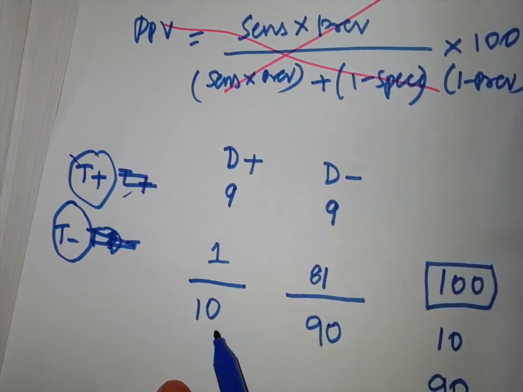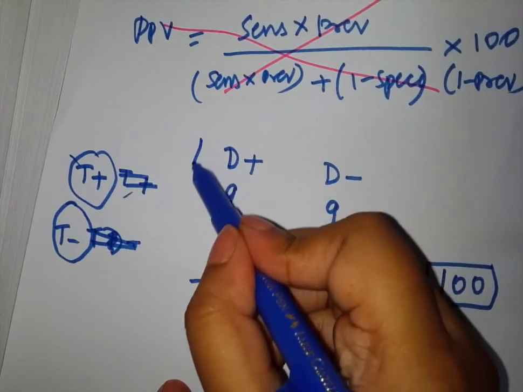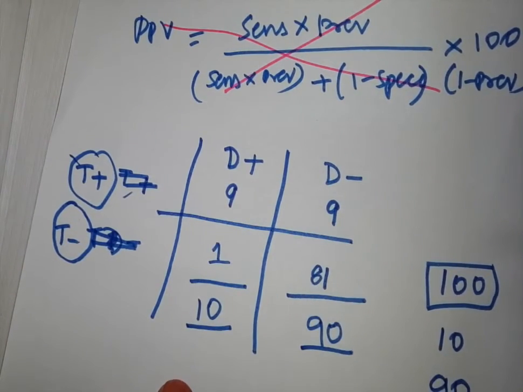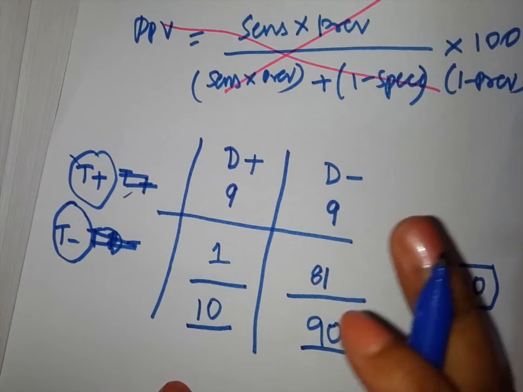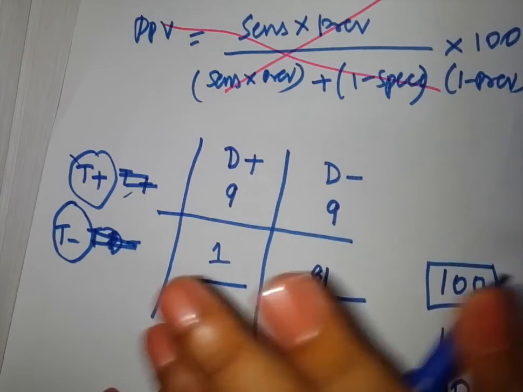So is this clear? 10% was the prevalence. So 10 of them are diseased, 90 of them are disease free. So this is the tabular column you need to construct. With this you can calculate anything you want. No A by A plus B, no B by B plus D. Please, really, no confusion now.